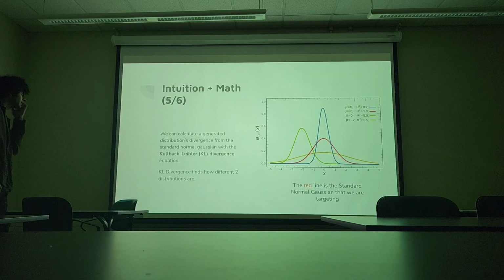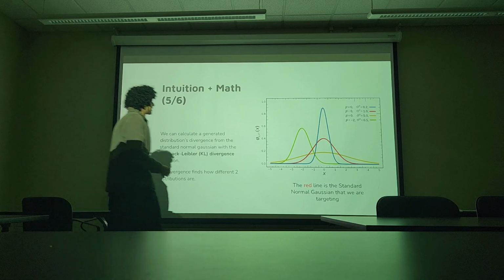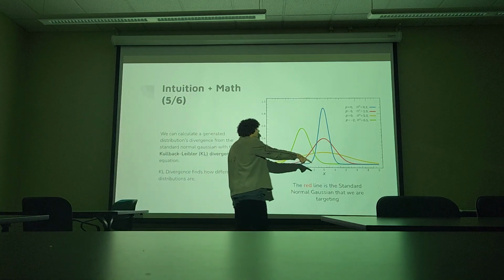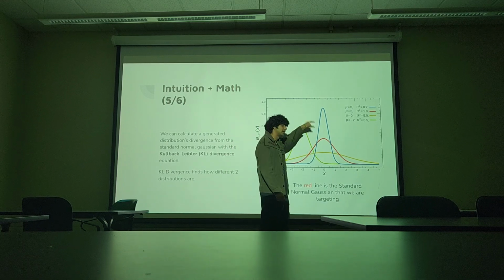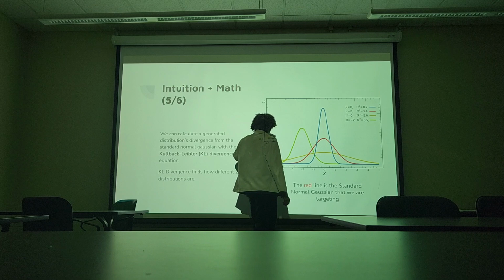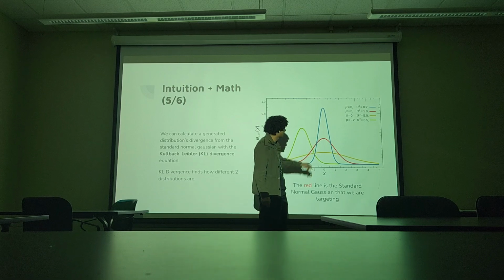So there's one thing. How do we check if a distribution is different from the standard normal or different from any other distribution? You use something called Kullback-Leibler divergence, or the KL divergence equation. I'm not going to say that full name again. The KL divergence equation essentially finds how different two distributions are. For example, this one right here, the red is a standard normal Gaussian. This blue one is quite different, so it'll be penalized. The KL divergence between these two is going to be quite high.